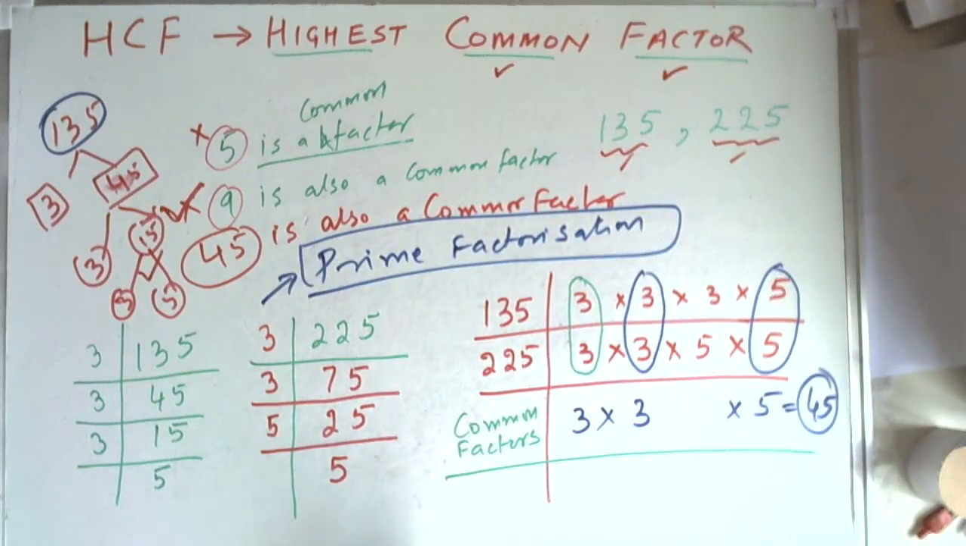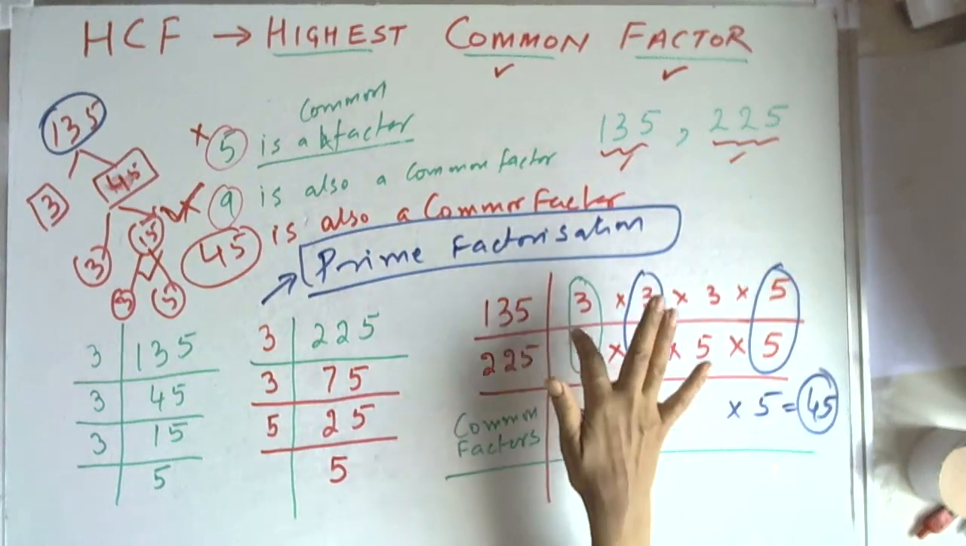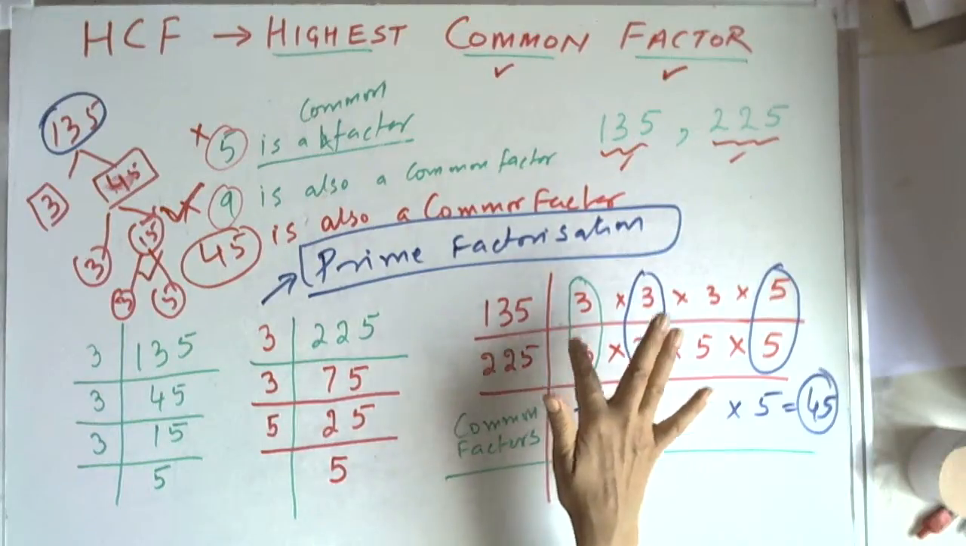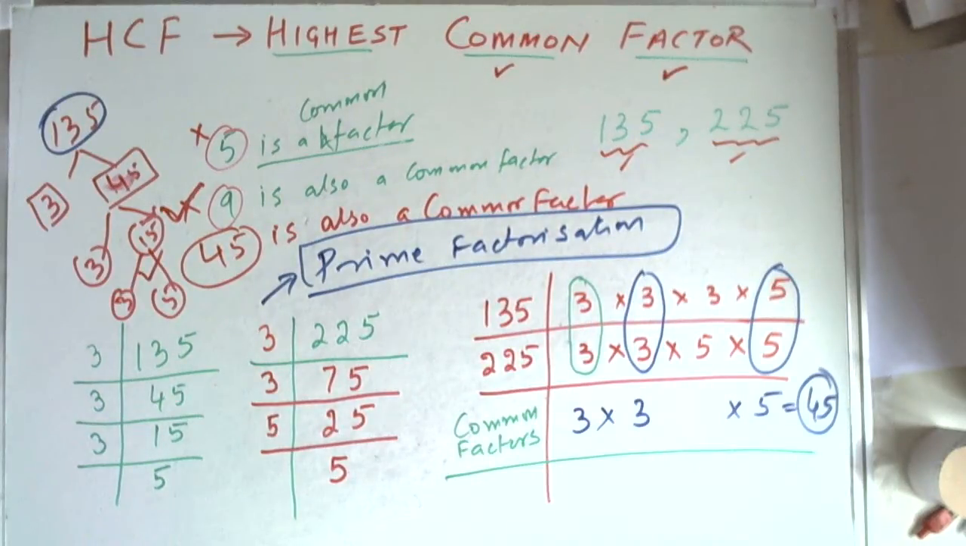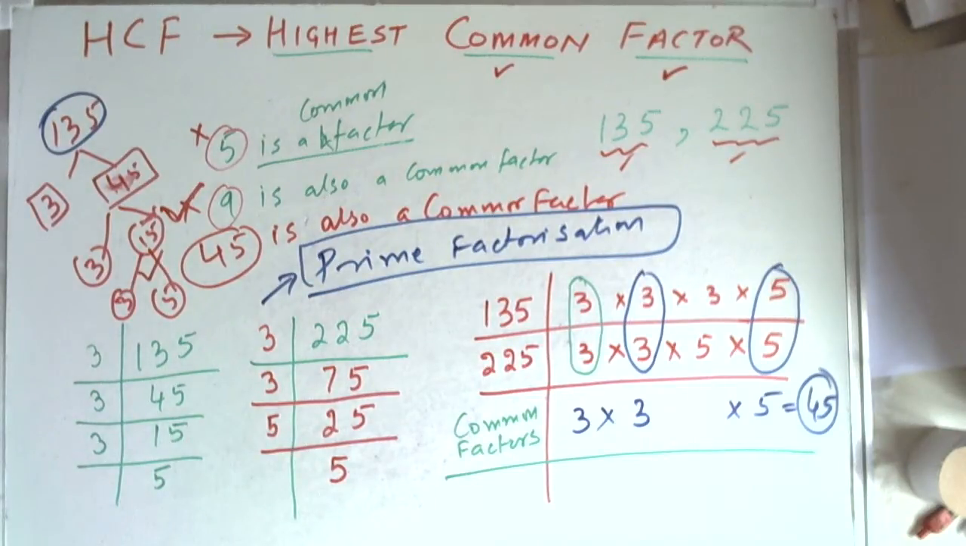Basically this is the approach. This approach is a step-by-step approach, and this is called the algorithm. Algorithm means step-by-step approach. So the first step is to find the prime factors for all the numbers, and then find which are the common factors for all the numbers, and then multiply those common factors to get the highest common factor.